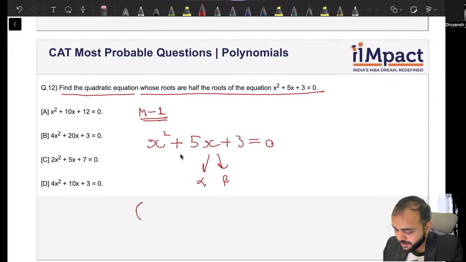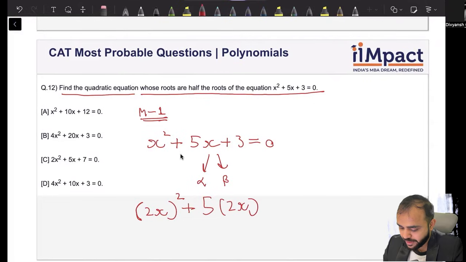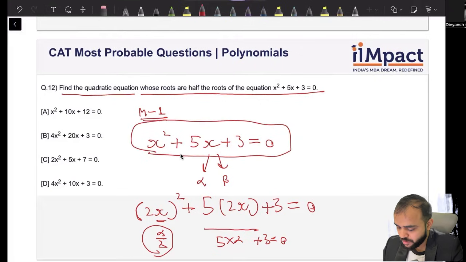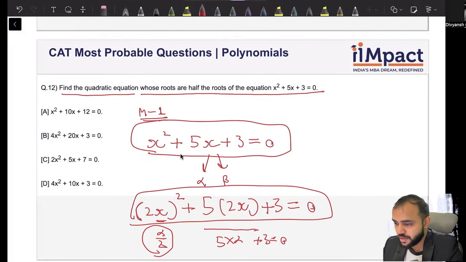So if I replace x with 2x, let's say this is the new quadratic that I have made. What is going to be the root of this quadratic? If you put x as alpha by 2, you will get alpha square plus 5 into alpha plus 3 is equal to 0, which is something we know is true. So this would be the new quadratic. So your answer will be 4x square plus 10x plus 3 is equal to 0, which is option number D.